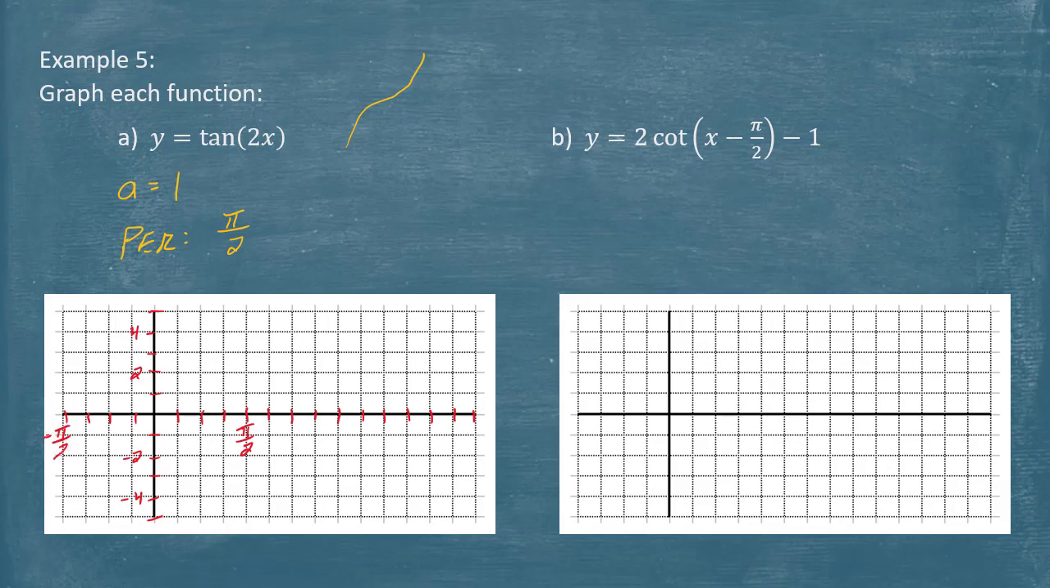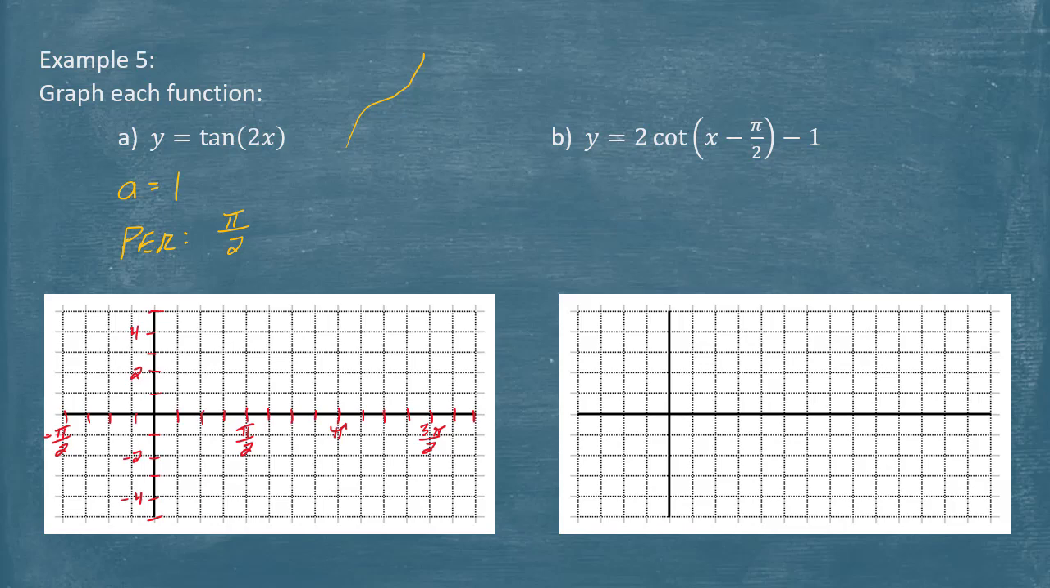So negative pi halves over here. If that one was pi halves, 1, 2, 3, 4 later, there would be 2 pi halves, which is really pi. And then 1, 2, 3, 4 again, that would be now 3 pi halves. And I feel like I've at least established a grid well enough that I can make these plots happen.